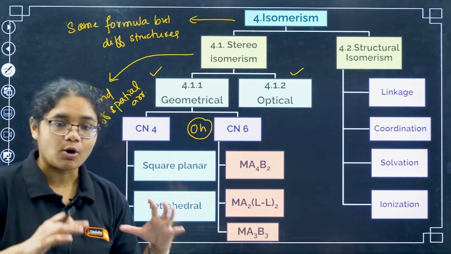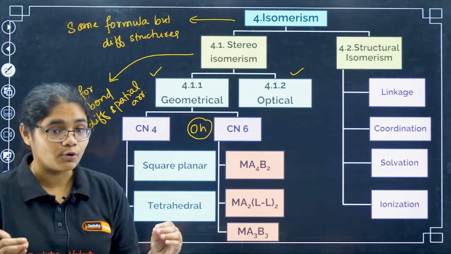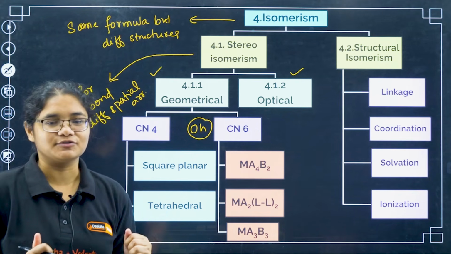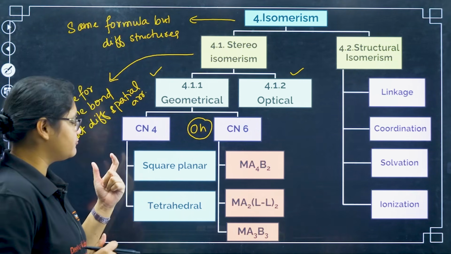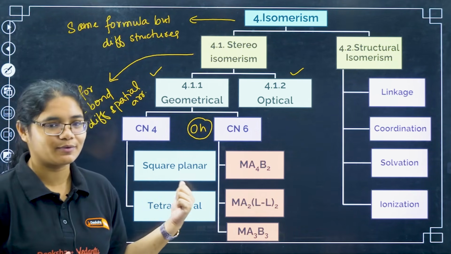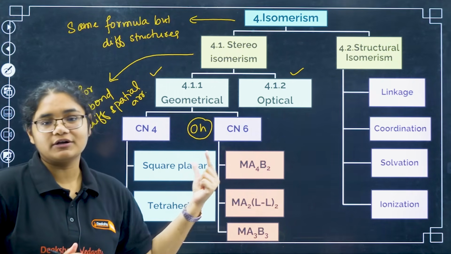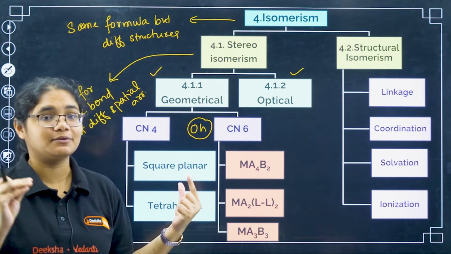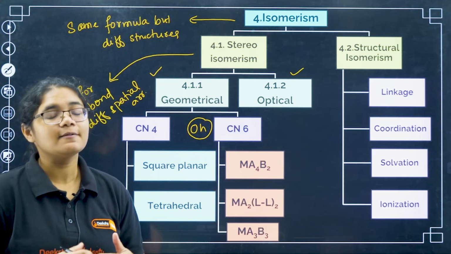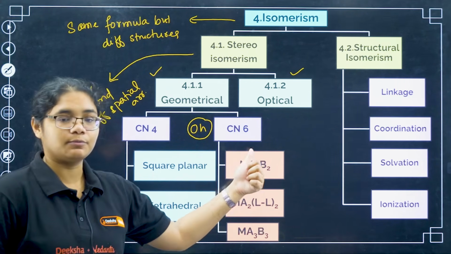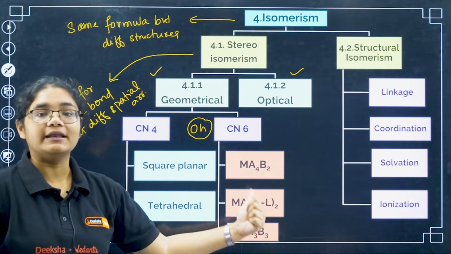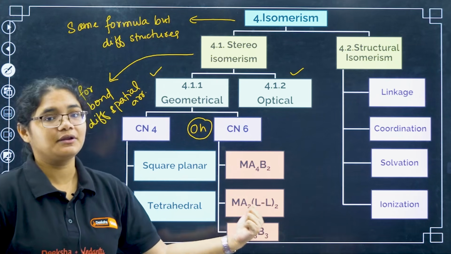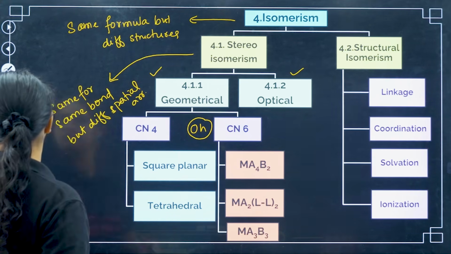When a complex has coordination number 4, what structures are possible? It can either be tetrahedral or square planar. Now when it is octahedral, when it has 6 bonds, or when its coordination number is 6, how can we write it? We can write it as Ma4B2, Ma2(LL)2 and Ma3B3. So I'll draw this and show you to understand.